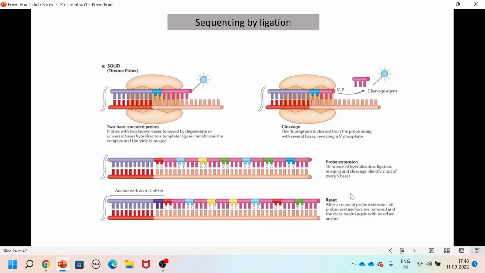So after this, we reset the reaction by moving 2 steps further. After a round of probe extension, all the probes and anchors are removed, and the cycle begins again with an offset anchor, which is n plus 2 offset. So this way it moves 2 nucleotides ahead every time. And in this way, we get the sequence of our DNA molecule.